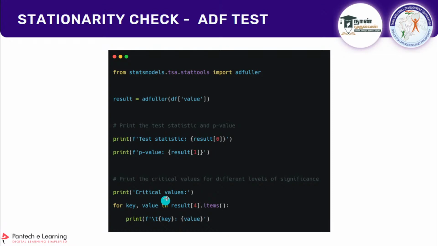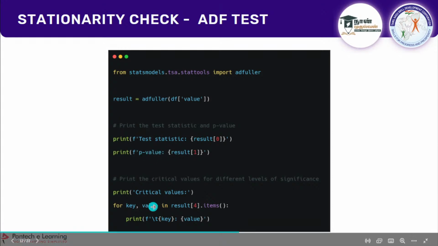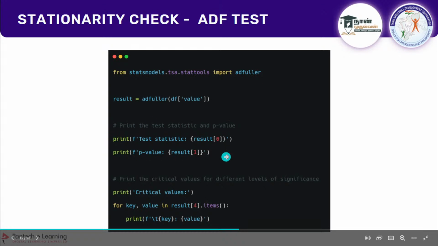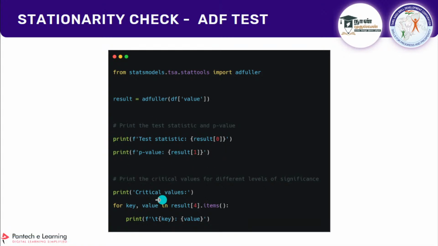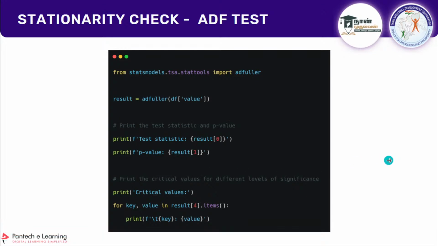Clear, guys? You will be getting some critical values at 1%, 5% and 10%, and this statistic and p-value, if these values are lower than these values, then your data is stationary. If these are greater and these values are smaller, then your data is not stationary. That is in simple terms for you guys.